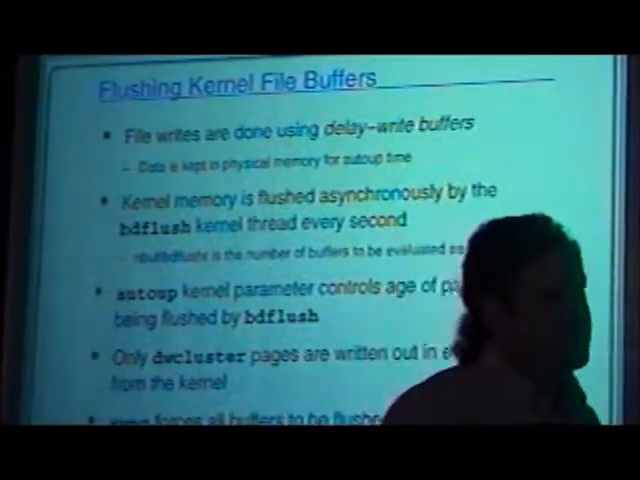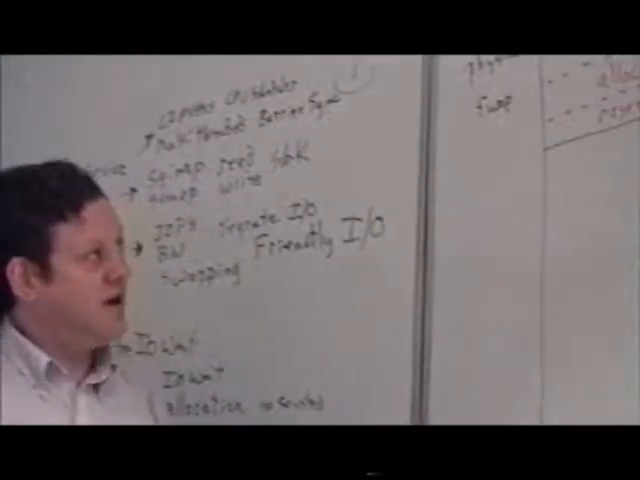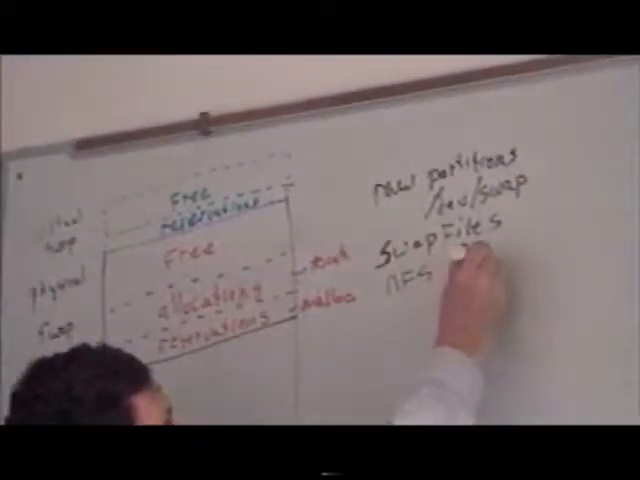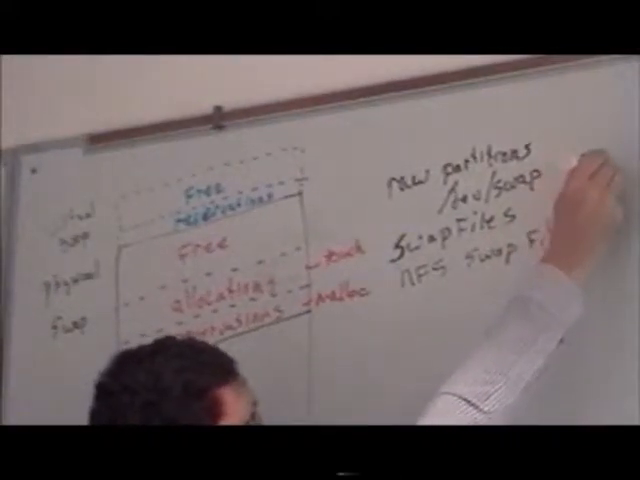Now we're going to come back to swap. The swap command is what put this all together for me. And the other option was NFS swap files. And these use buffer cache. They should show up with buff view.